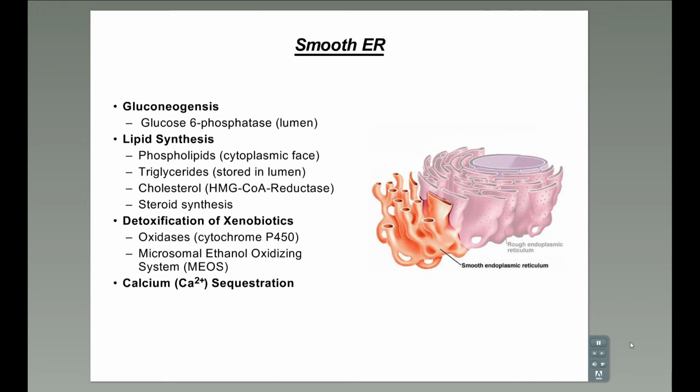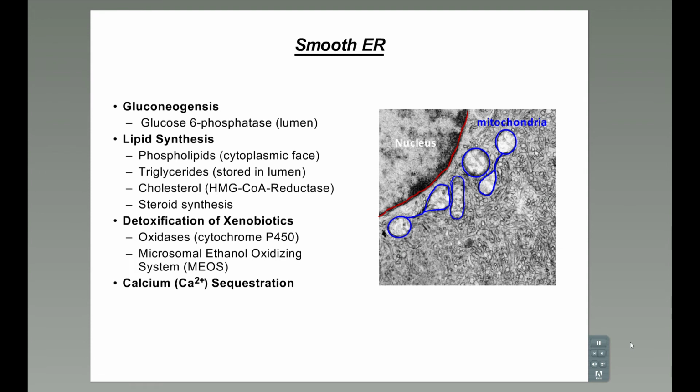In addition to synthesis, the smooth ER is also a place to detoxify small molecules or hydrophobic compounds, because cytochrome P450s, or oxidases, are located there. It is also a place for detoxification of ethanol through the microsomal ethanol oxidizing system. It's no wonder, then, that in the liver most of the cells have a lot of smooth ER. In addition, it is thought that the calcium sequestration that the ER does is largely done through the smooth ER. Here on the right, you actually see an EM picture of the smooth ER.